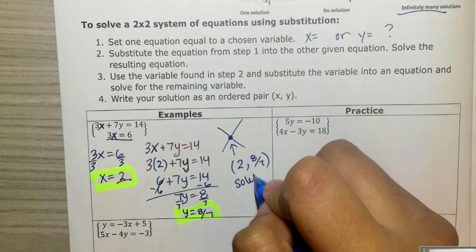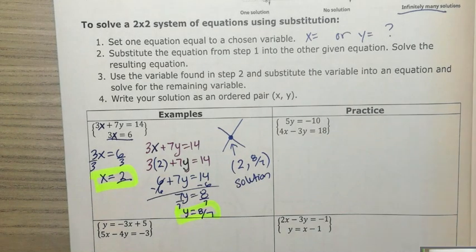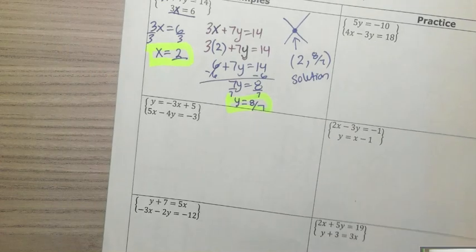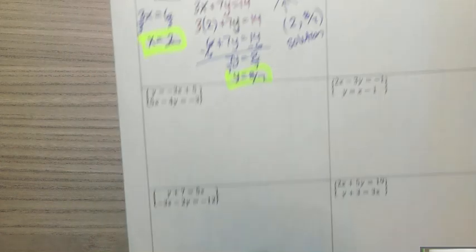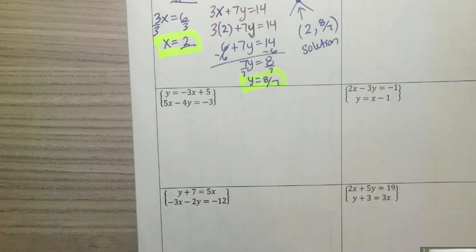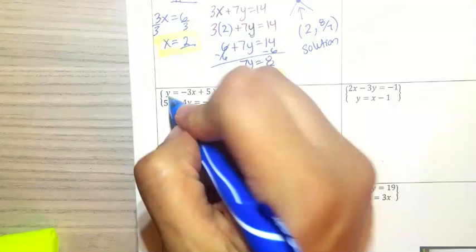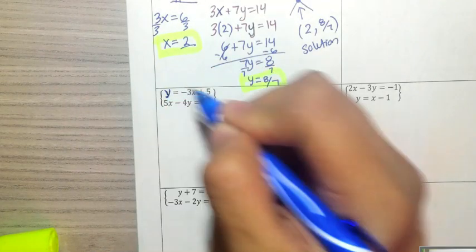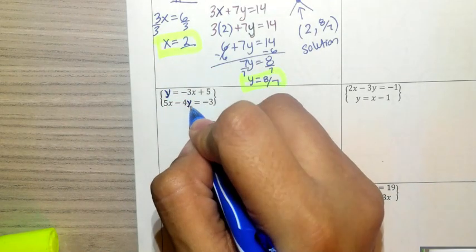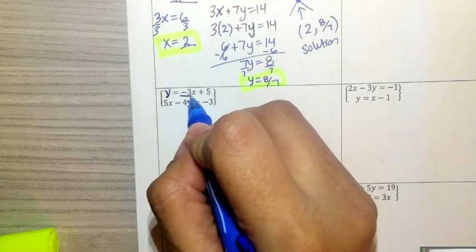That is your solution. Okay, we're going to try that again with the next two examples. We have these two equations, this system, and looking at that, it looks like the top has a y equals already, and that means that we can replace the other y with this expression right here.